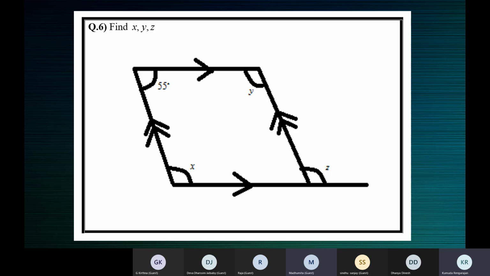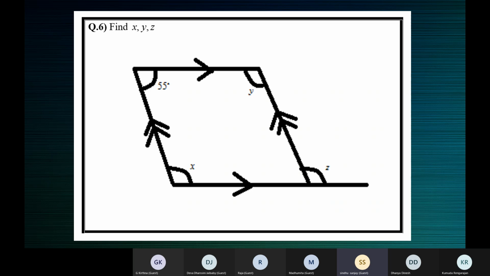With the help of 55, how do we find x? Ma'am, x and 55 are adjacent angles. Perfect. X and 55 are adjacent angles. So how do you put it? How will you work it? 180 minus 55, ma'am. No, you don't do that. What is the first line you write?